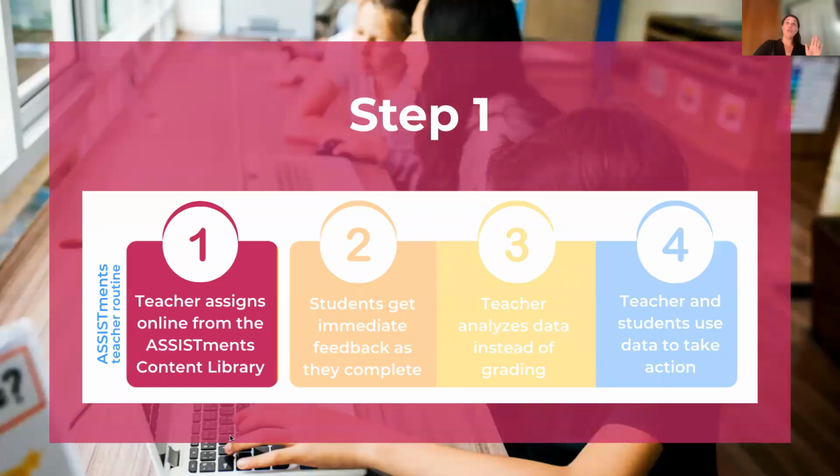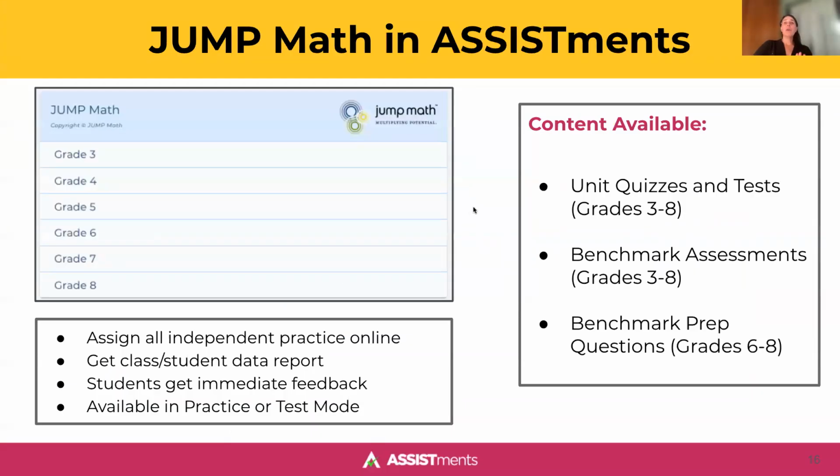So let's just review step 1. So the content that we have available in the ASSISTments content library for Jump Math includes grades 3 through 8, unit quizzes and tests. There's also benchmark assessments from grades 3 through 8. And then in grades 6 through 8, we have some benchmark prep questions. All of these assignments are available to assign online through Google Classroom or Canvas. The student is going to get immediate feedback as they work. The teacher is going to get both class and student level data, which we'll talk about today.